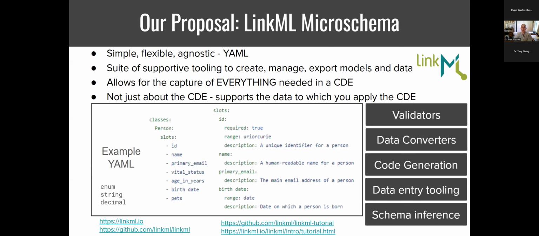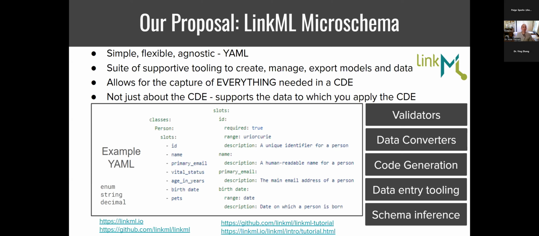Okay, so our proposal, again, is these LinkML microschema. LinkML is a simple, flexible, agnostic modeling language written in YAML, which is human and machine readable. And it also comes with a suite of supportive tooling in order to create, manage, and export models and data. It allows for the capture of everything needed in a CDE. But this isn't just about the CDE, it also supports the data to which you apply the CDE. And so there's tools there for validation, data conversion, code generation, data entry tooling, and schema inference. And these links at the bottom of the page will tell you much more about LinkML and how it works and all the things that you can do with it.